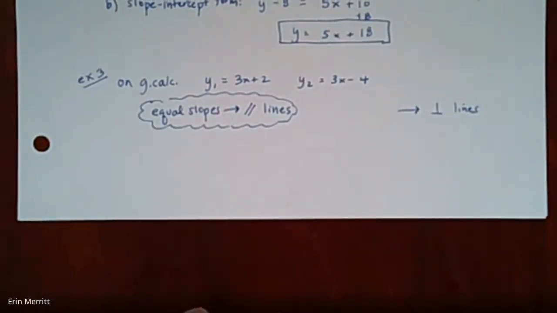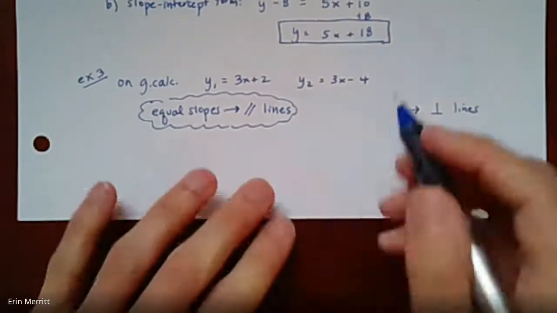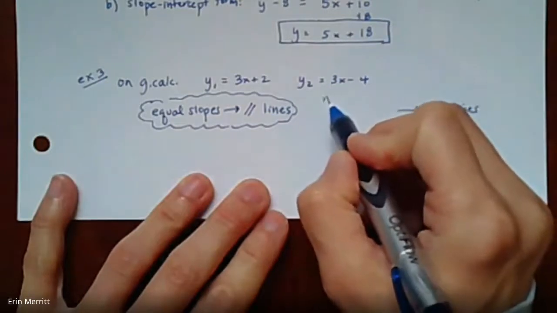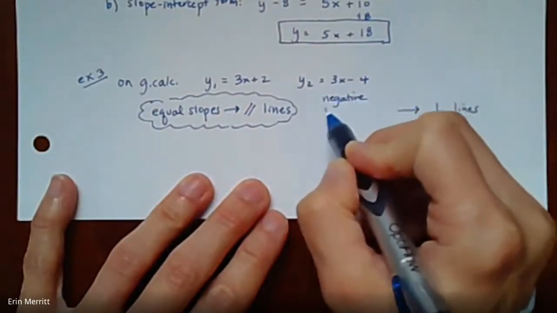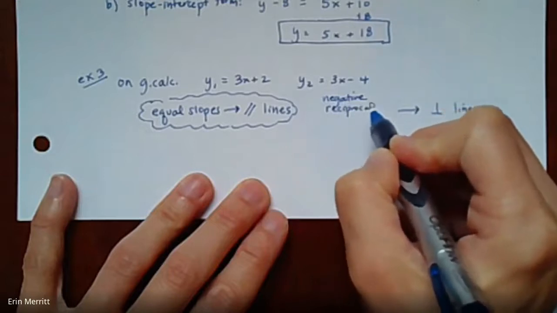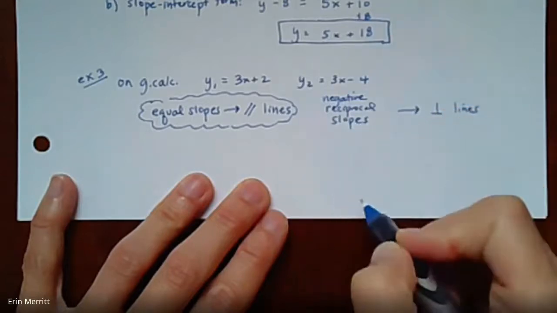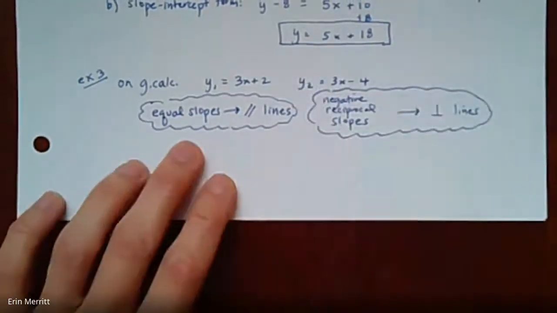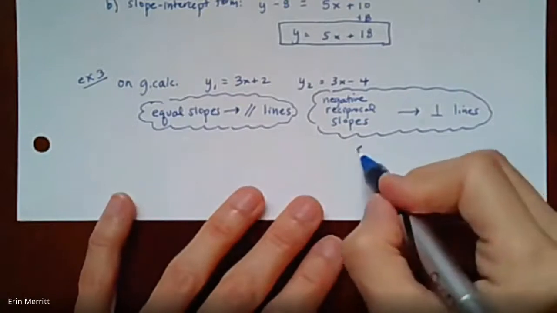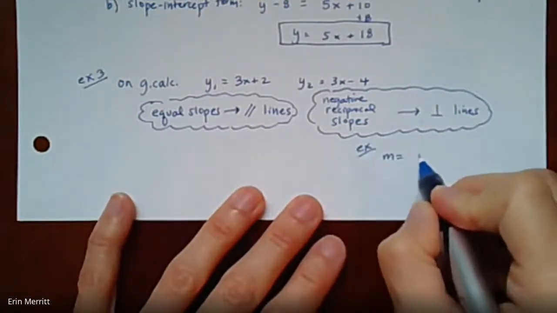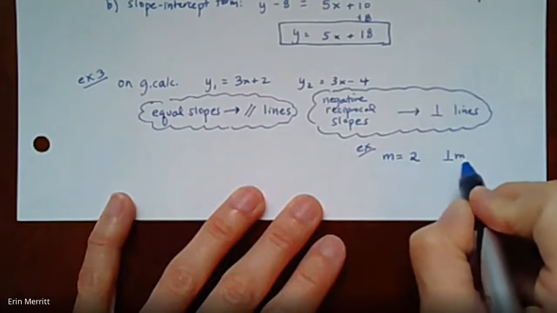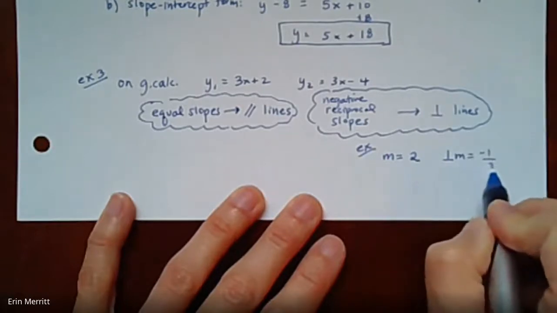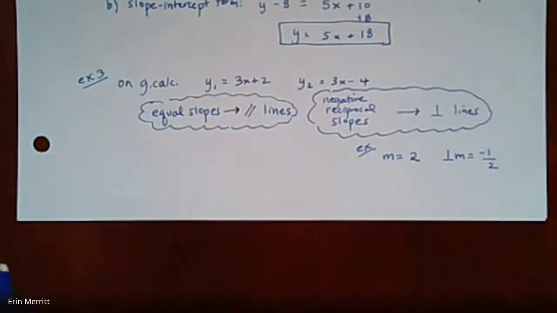This is a special relationship here, and that's if you take the slopes, flip it over, and negate it. So that second rule is if you have negative reciprocal slopes, that will give you perpendicular lines. So I don't really think I need to explain equal slopes much further, but an example of negative reciprocal slopes is if one slope is 2, then the perpendicular slope, if I flip and negate, would be negative 1/2. So that's an example of negative reciprocal slopes.